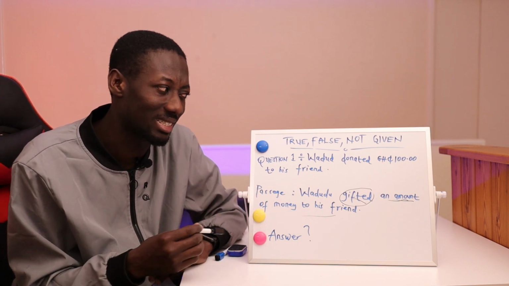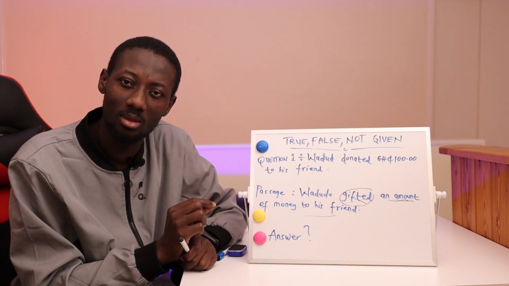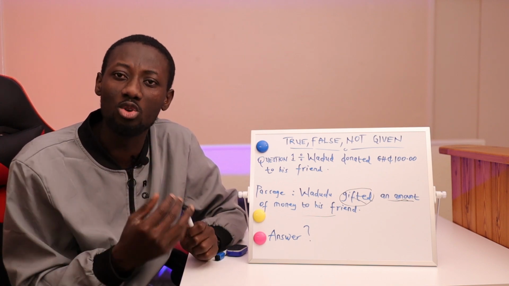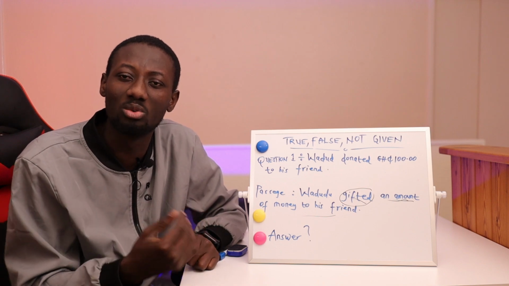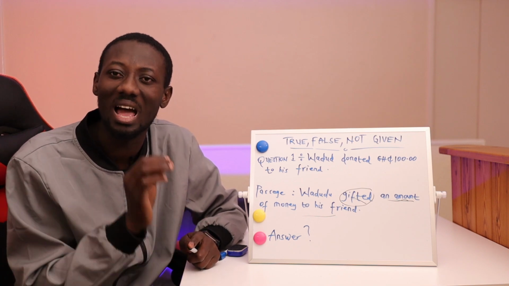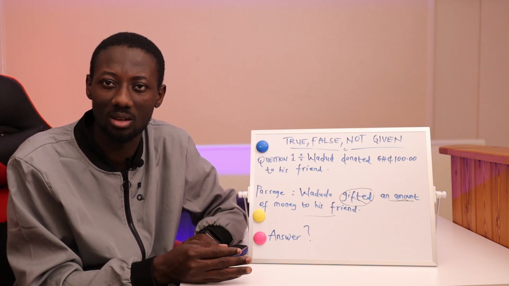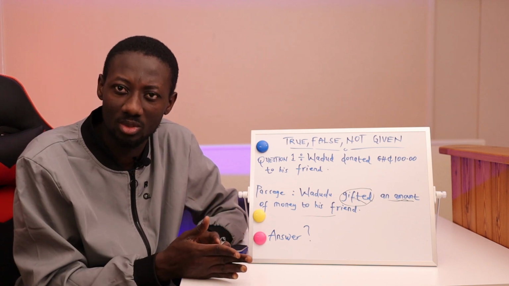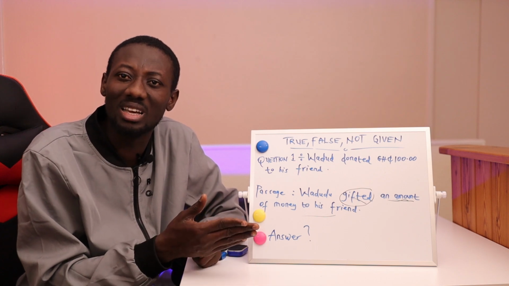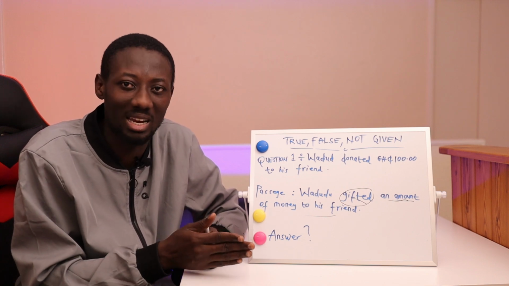Now, the question says that Wadud donated 100 cedis to his friend, so the question is emphatic about the amount Wadud gave his friend. But all you saw in the passage was that Wadud gifted his friend an amount of money. The passage hasn't specified the amount. So you cannot choose true, because the amount could be 100 cedis, it could be 200 cedis, it could be 400 cedis, or any other amount.